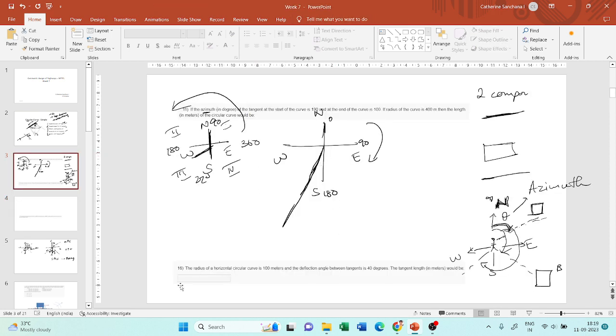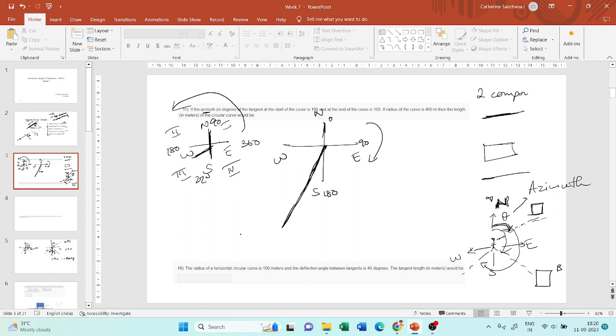Okay, so your first tangent is somewhere here. Now, where is the second tangent? And the end of the curve is 100 degrees, right? So you know that if the starting tangent is here, the ending tangent has to be somewhere on this side, not here, right?